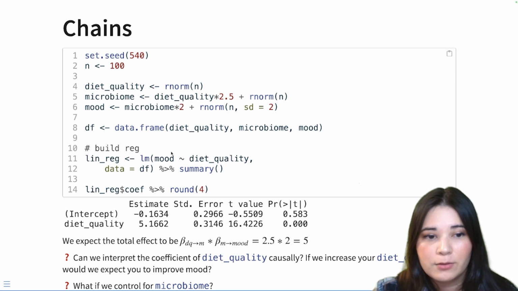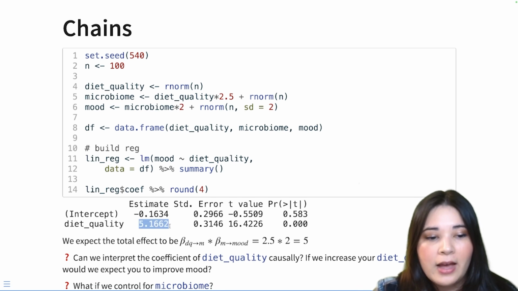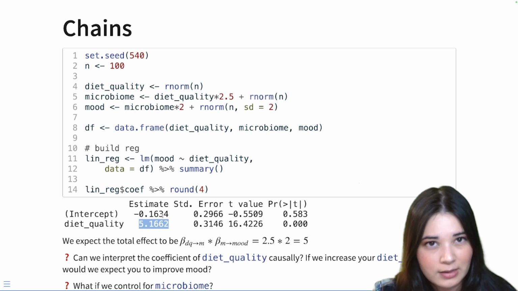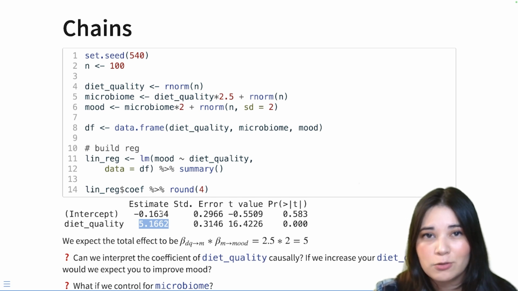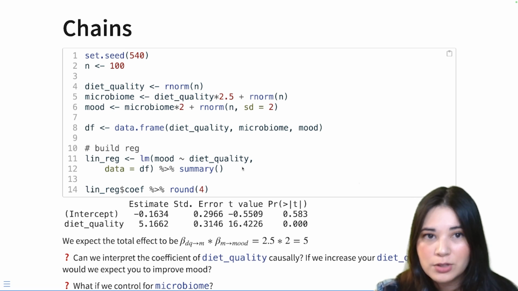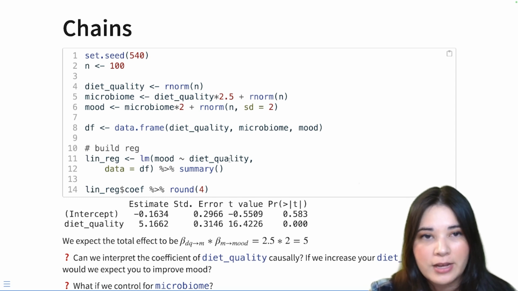When we build a linear regression, if we just regress mood on diet quality, we in fact get an estimate very near 5. However, should we interpret this coefficient causally? It's actually kind of a difficult question. So one way we can look at this is to ask, if we increased your diet quality, what would we expect to happen to mood? And in this case, it seems like we would expect your mood to improve if we increased your diet quality.